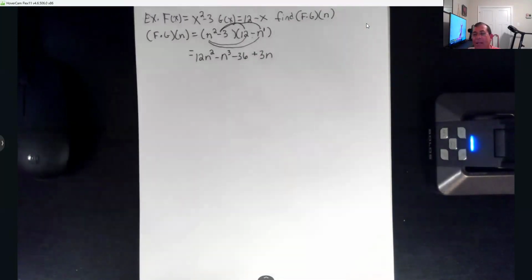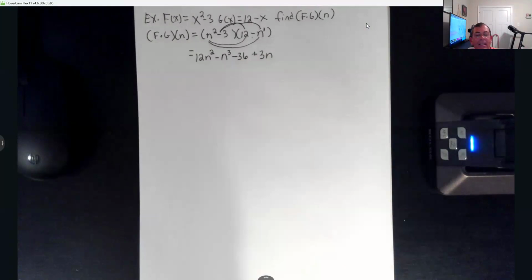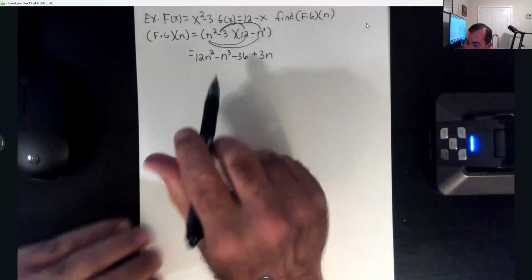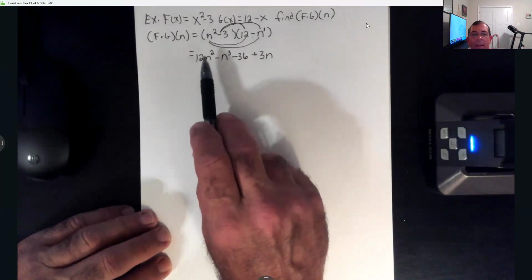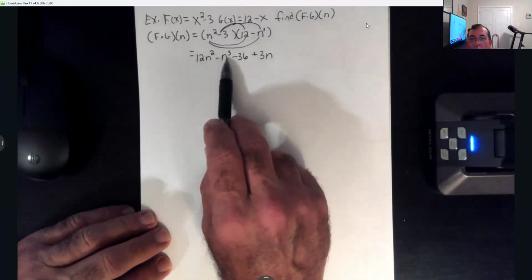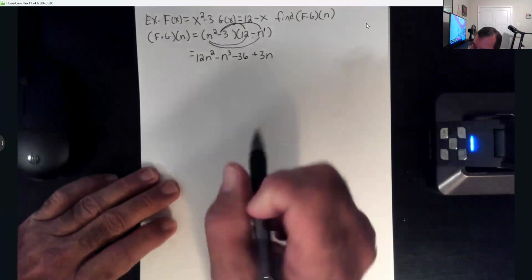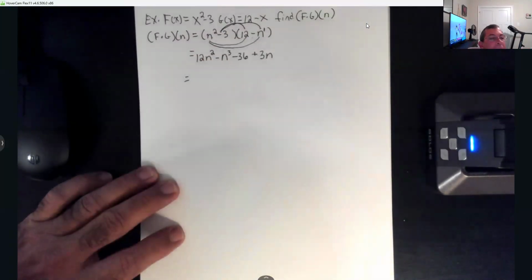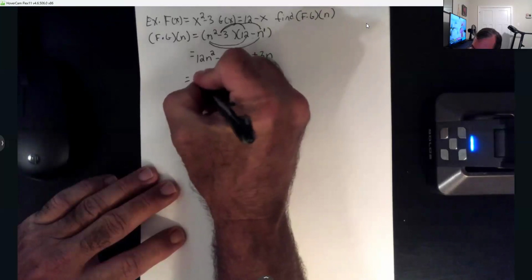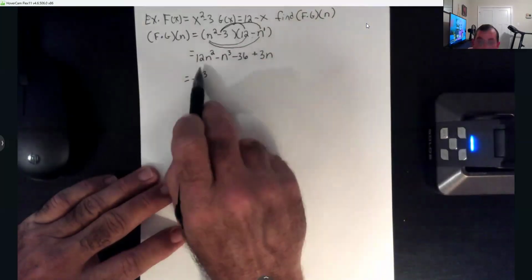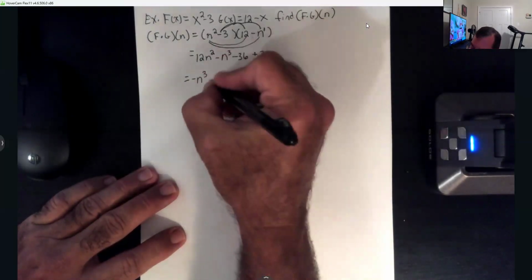And y'all, the only thing I can do now is put these in descending order because I do not have any like terms that match up. N squareds, n cubes, and n's. So let's see if Catherine got me right. I got a negative n to the third coming down. I would do my positive 12 n's.